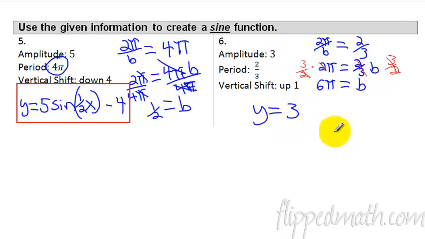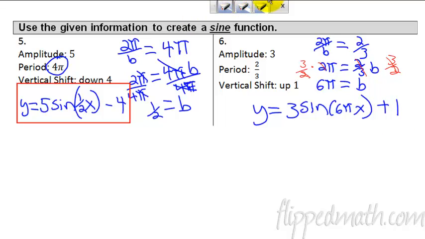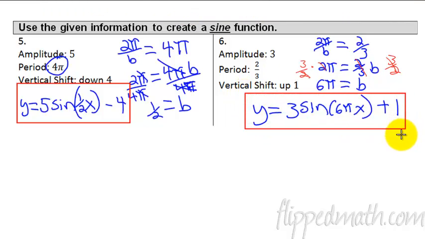Then we're going to go y equals, our a is a 3, so that's our amplitude. 3. And what else? We want sine, of course. This is a sine function. And then we say our b is 6 pi. And then we'll have our x. I guess you could say theta, I'm using x and y. And up 1. There we go. All right, so this is an important step to be able to do, so rewind and watch that part. Finding the b is actually the hardest part.